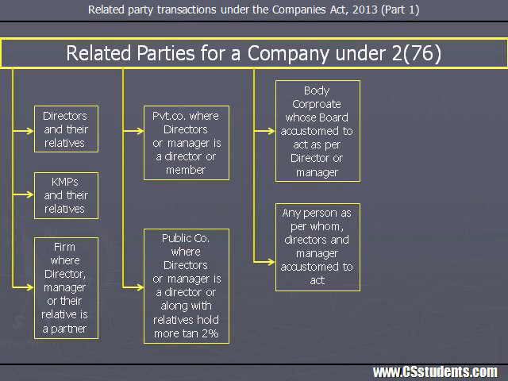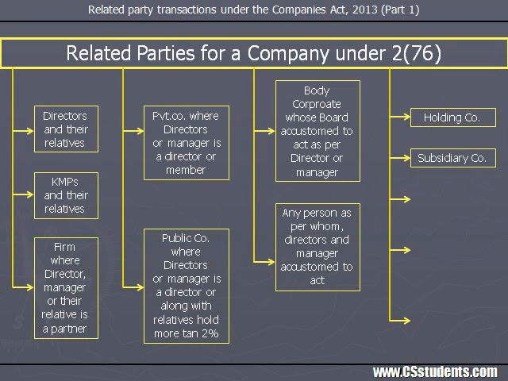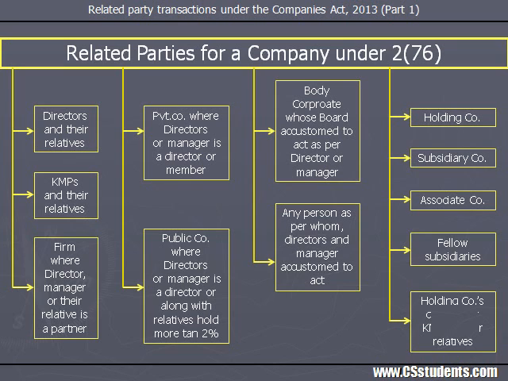Other categories: the company's holding company, the company's subsidiary company, the company's associate company, and fellow subsidiaries. All are related parties. The last category comes from the rules. It includes directors and key managerial personnel of the holding company.